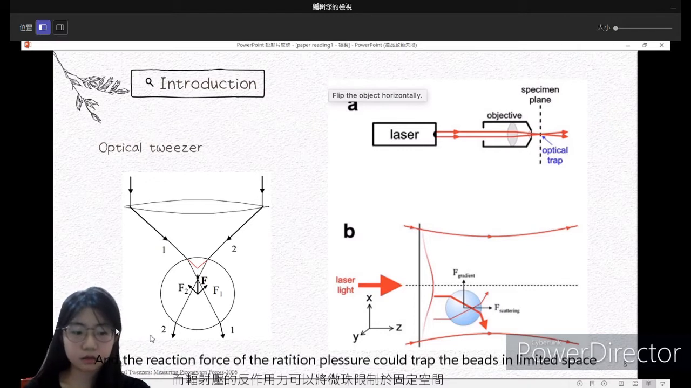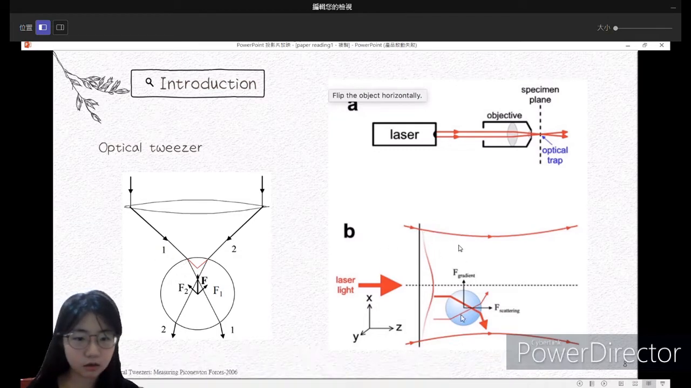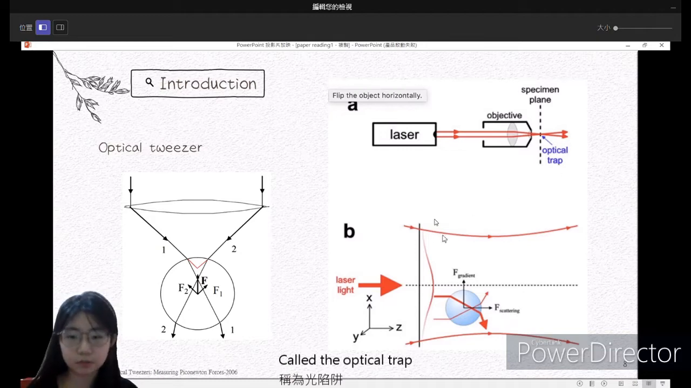And that's the reaction force for the radiation pressure could trap the beads inside the limited space, like this. Over here, the space inside. The beads was trapped inside here, and which is called the optical trap.